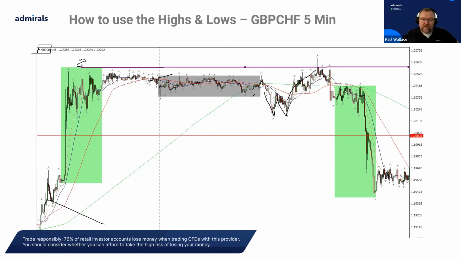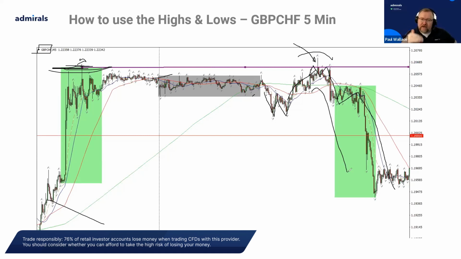And where did the rally stop? Well, the rally stopped at the previous day's high. Firstly, we get a false breakout rejection candle there, which becomes a double top, which then decides to move its way down. But the important thing is that the rally is halted at the previous day's high, and price gets rejected and reverses at the previous day's high.